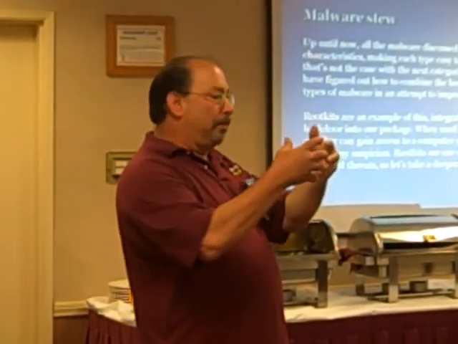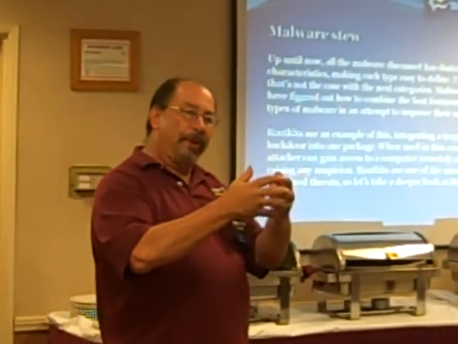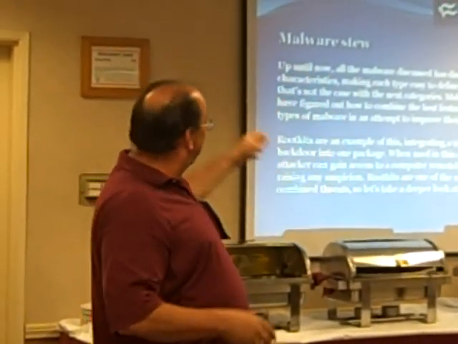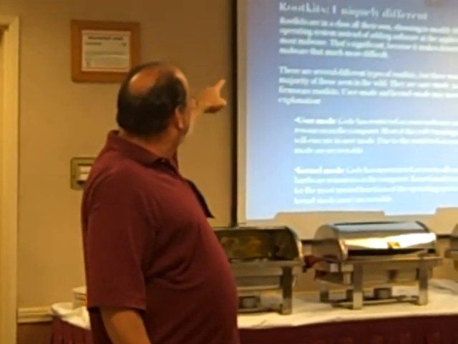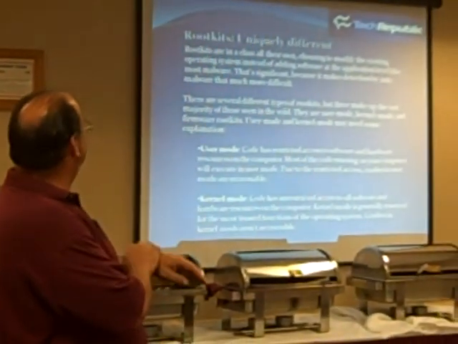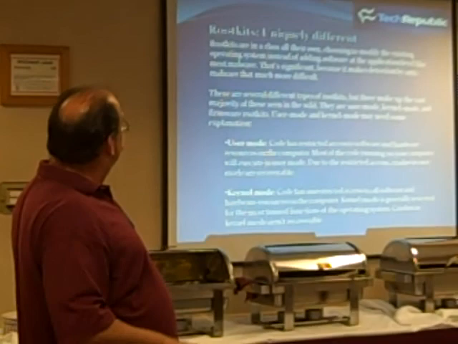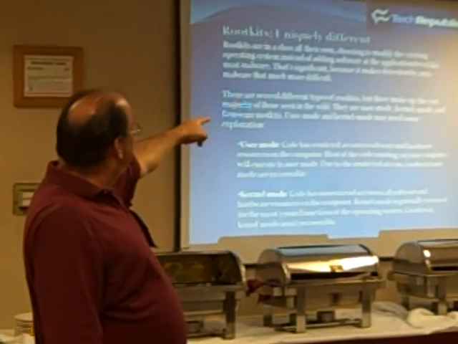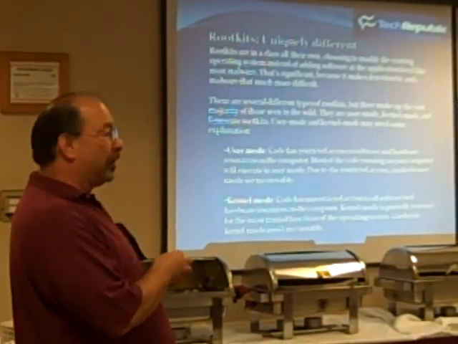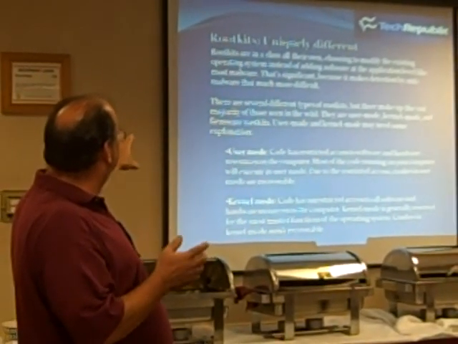Now we're talking about combining the best features of all these things together. So the best features of a Trojan horse with the best features of a worm with the best features of a virus. Okay? It's called malware stew, and they're called rootkits. Rootkits are in a class of their own, choosing to modify the existing operating system. That means changing your Windows XP, instead of adding software at the application level like most malware. It makes detection by anti-malware more difficult, if not impossible. And there are several types of rootkits, but three make up the vast majority.